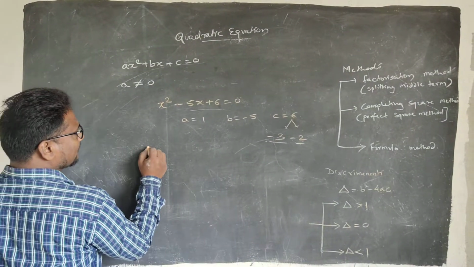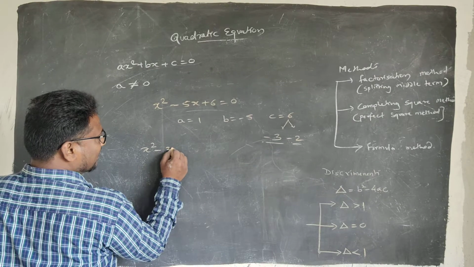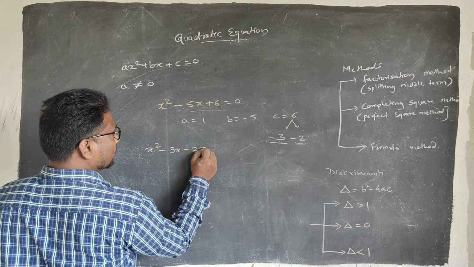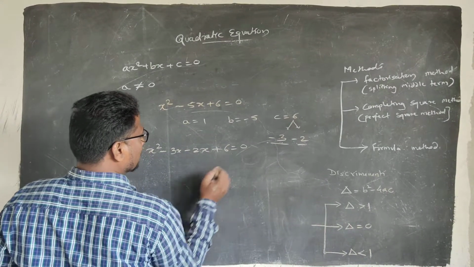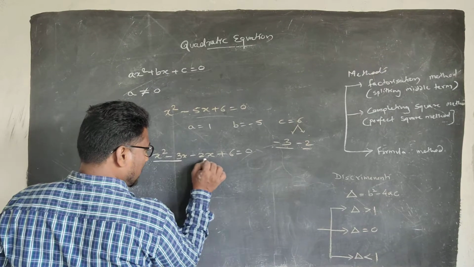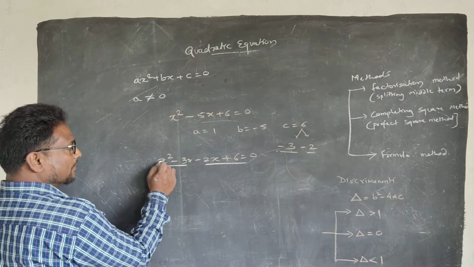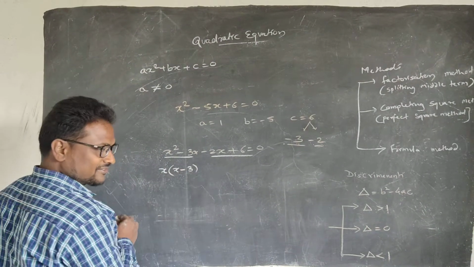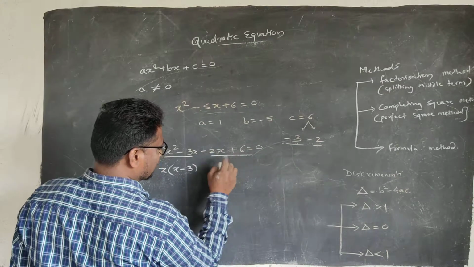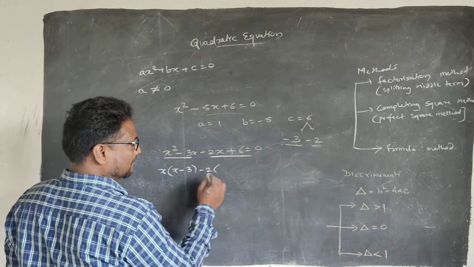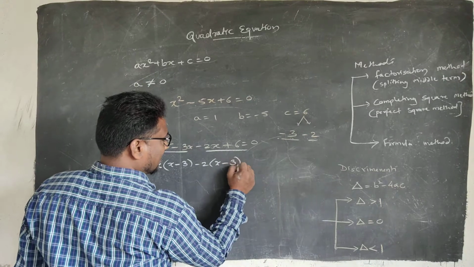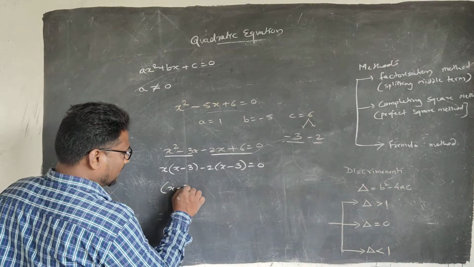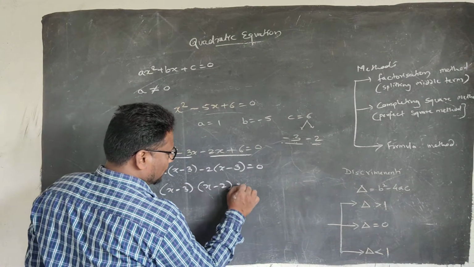Let us see how it will be solved. x² - 3x - 2x + 6 = 0, where -5x is split as -3x and -2x. Here you have to pair them in this way. The common factor in the first pair is x, and taking x out, the remaining is x - 3. In the second pair, 2 and 6, we get -2 as the common term, and x - 3 in the bracket. Take the common bracket x - 3, and the rest is x - 2, equal to 0.